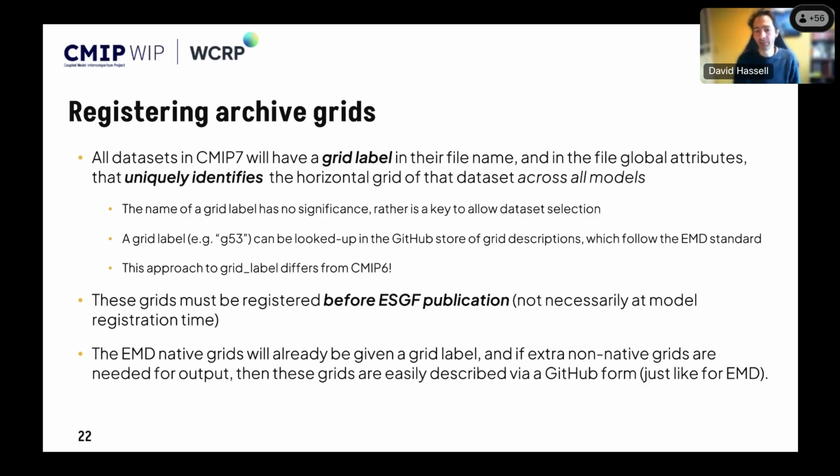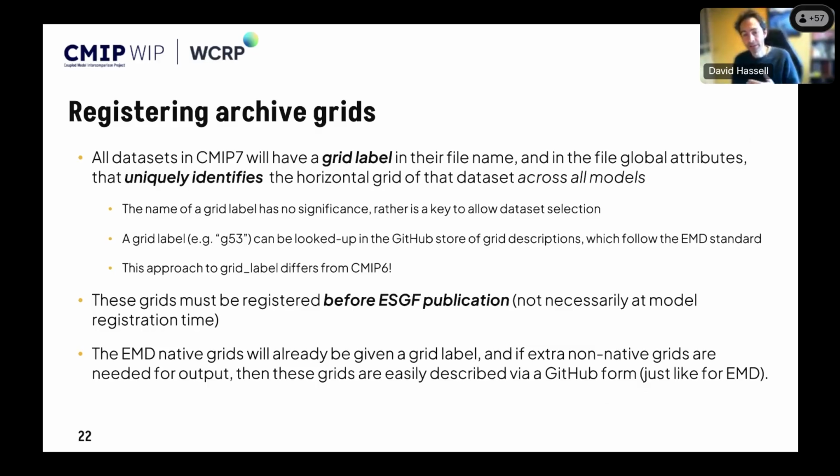For CMIP7, the grid label will actually uniquely identify what the horizontal grid of the dataset is across all of the CMIP7 datasets and models. The label itself is just an arbitrary string, such as G53 would be the 53rd registered grid. But it can be looked up in the GitHub store of descriptions, and these follow the essential model documentation standard, which has a lot of detailed description of grids. So you can say, I want to find all datasets that have this particular grid, and it's a very useful lookup facet.